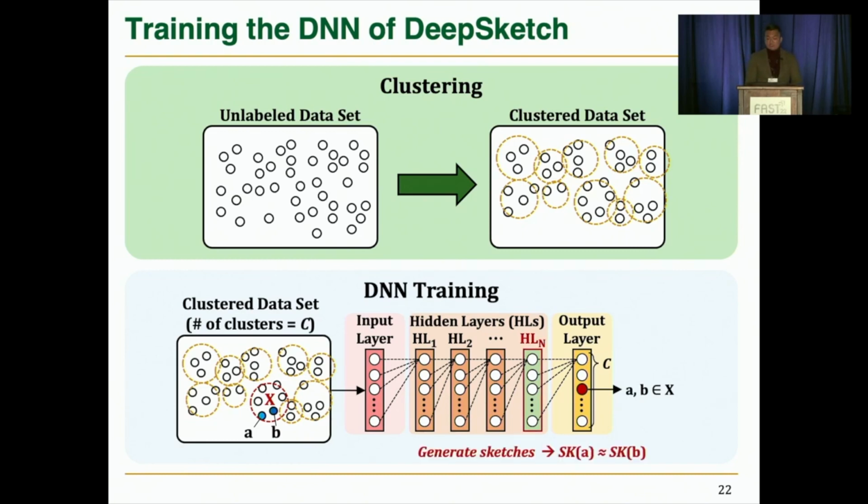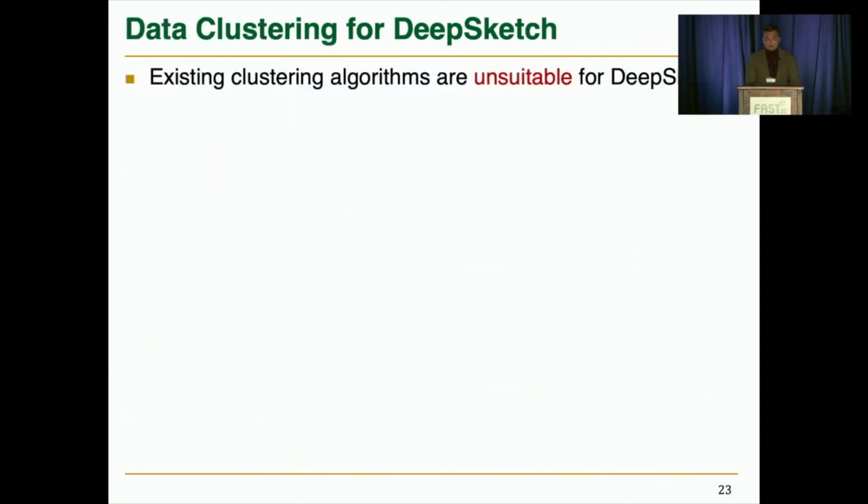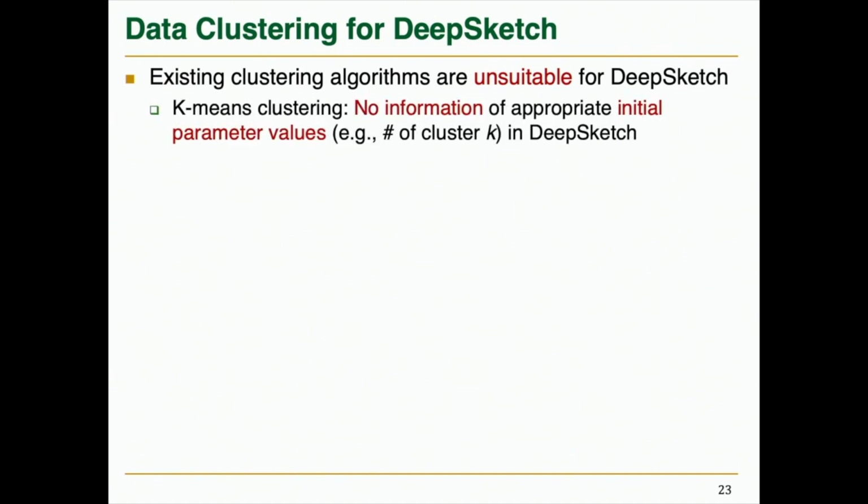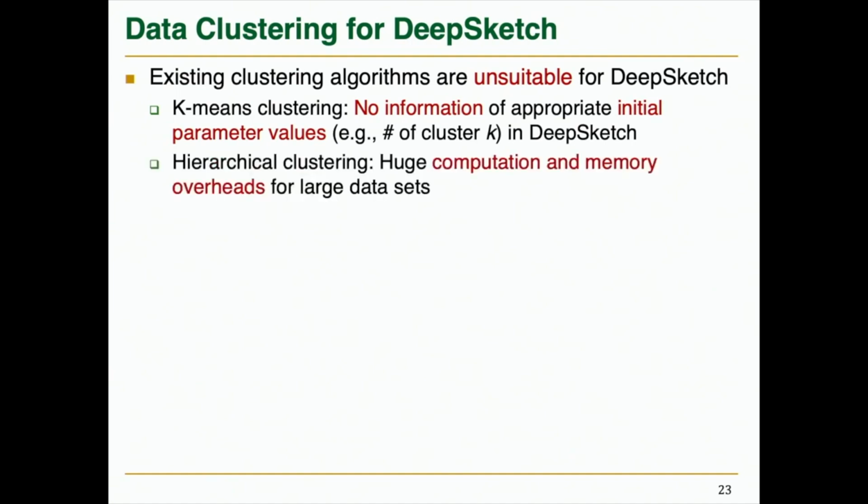Then, using the learning to hash method, we can generate similar sketches for similar blocks. The first problem we encountered in this is that existing clustering methods are unsuitable for DeepSketch. For example, k-means clustering requires properly setting the number of clusters, say the value of k, which is unfortunately unknown in our target dataset. Hierarchical clustering does not have such requirements, but it introduces huge computation and memory overheads for large datasets.